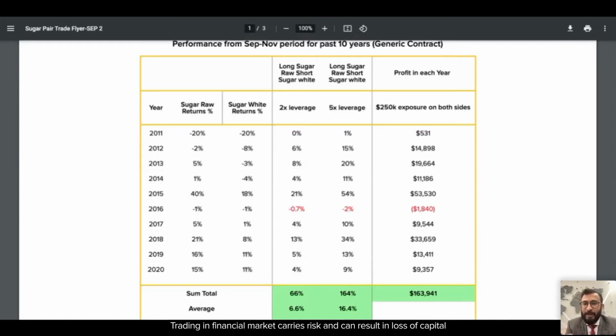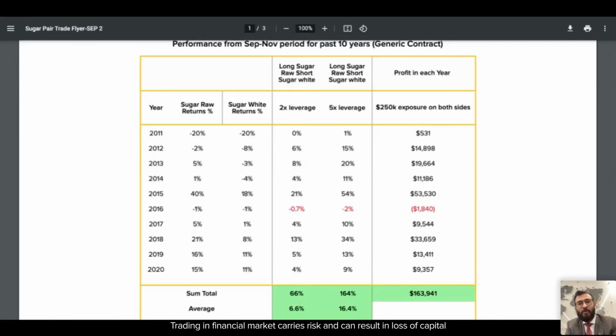So basically, the idea is that most of the time sugar raw has outperformed sugar white in the last 10 years. Now, next column which you see, the second column: if you buy sugar raw and short sell sugar white, you will have positive returns. You would have positive returns almost every year except 2016.